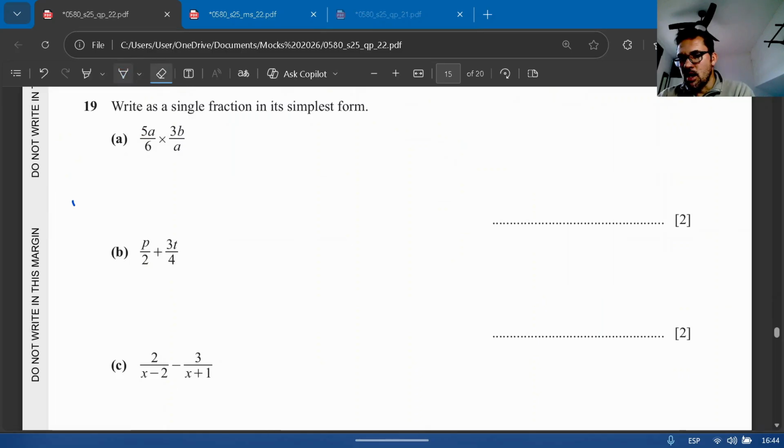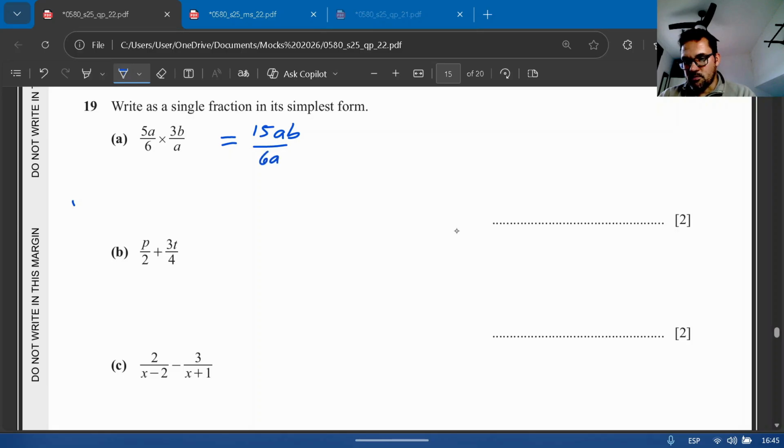Question 9. Multiplying a fraction with a fraction. It's easy. You multiply the top with the top and the bottom with the bottom. So the top is 5 times 3 is 15. 8 times b is 8b. 6 times a is 6a. And then just simplify it. The a divided by the a will cancel. And then 15 over 6. If you got that, you can divide both by 3. So that will give you 5b over 2.